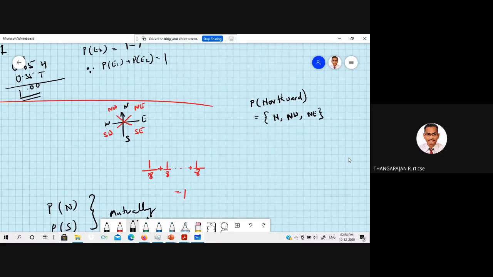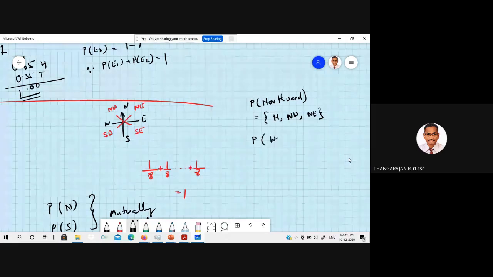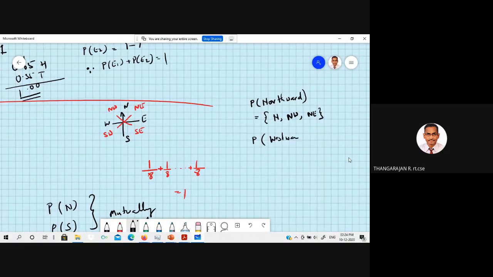And I say the probability of the same ant moving westward. That will include west, then northwest, then southwest. So these are the two events. Now I will say this is event E1 and this is event E2. E1 is the event that an ant is moving northward. E2 is the event that an ant is moving westward.